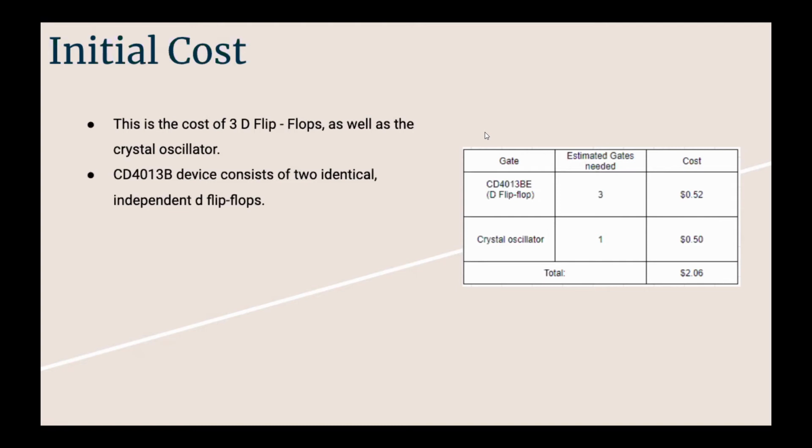I found it on DigiKey, I think was the website. And the crystal oscillator was 50 cents. I think I found that on Amazon. They had like a bundle or something like that, so I just estimated the cost for just one of them. And that came out to 2.06. So that's going to be the initial cost of all the hardware I'm going to be using or talking about.